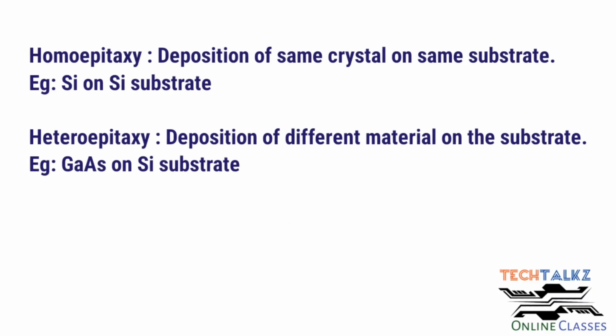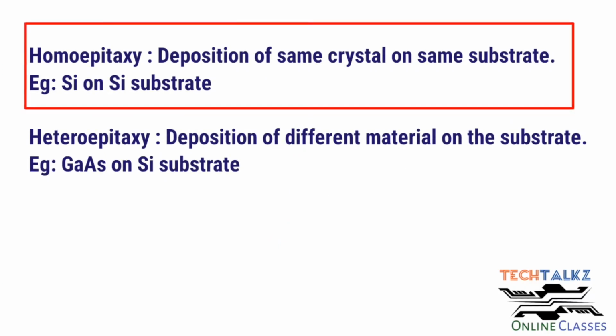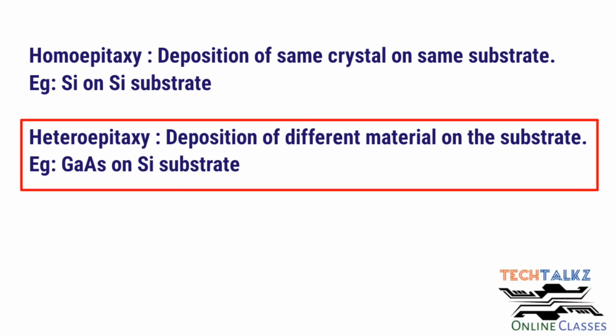And please note, if you are depositing the same crystal layer as that of the substrate, that is silicon on silicon substrate, it is called homoepitaxy. If you are depositing a thin layer of a different material compared to the substrate, then it is called heteroepitaxy. For example, gallium arsenide on silicon substrate is a heteroepitaxy process.